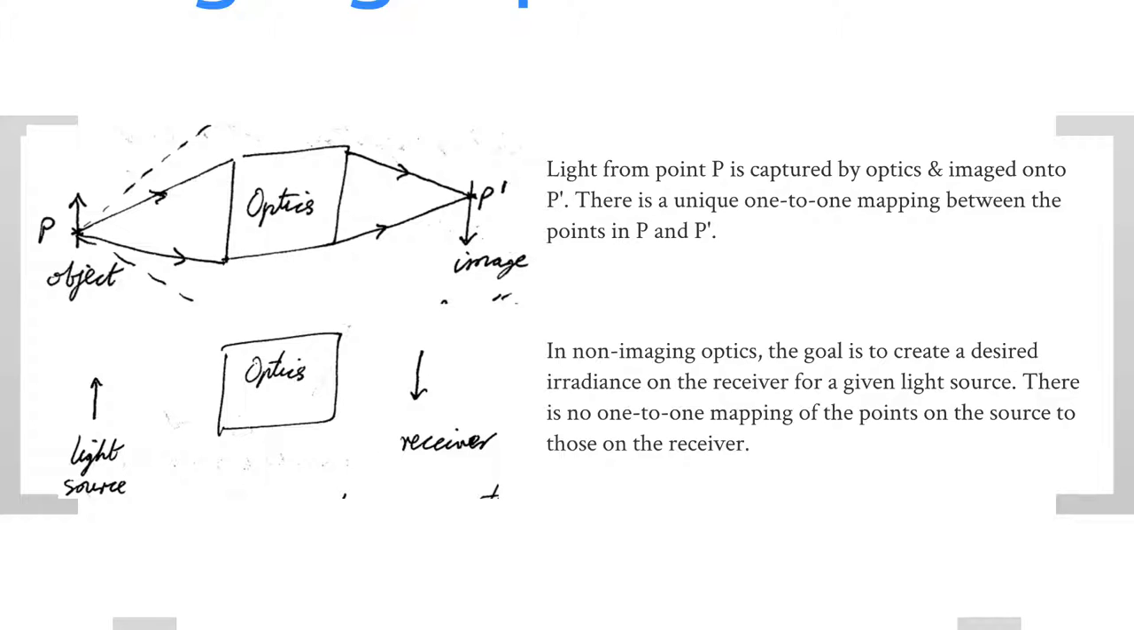So in non-imaging optics, the goal is to create a desired irradiance on the receiver, so the energy transfer is the most important thing, not forming a good image. The irradiance on the receiver for a given light source. There is no one-to-one mapping of the points of the source to those on the receiver. So that's a key idea.